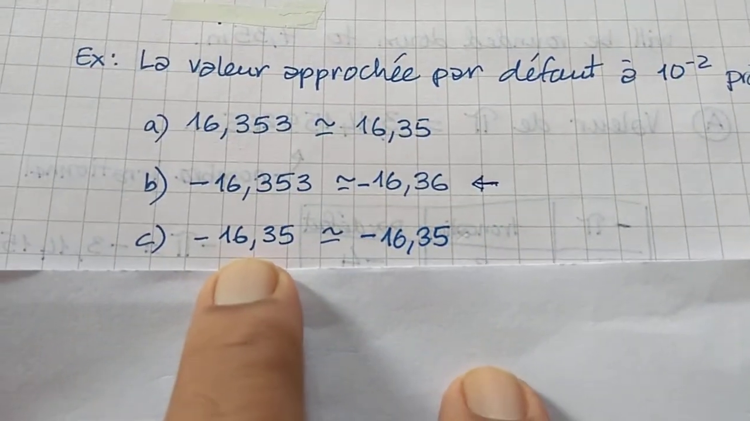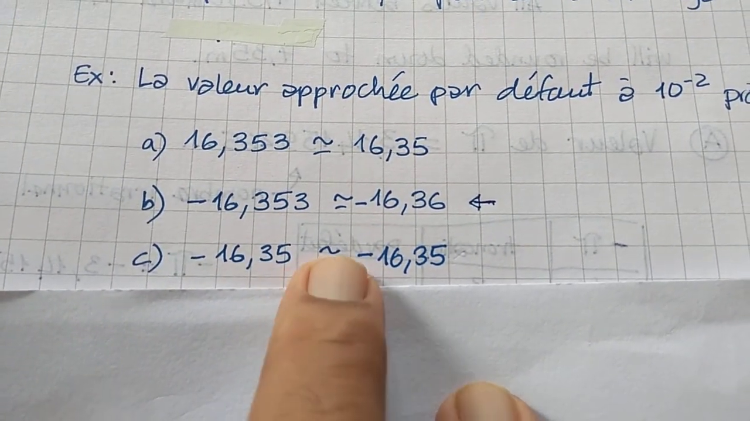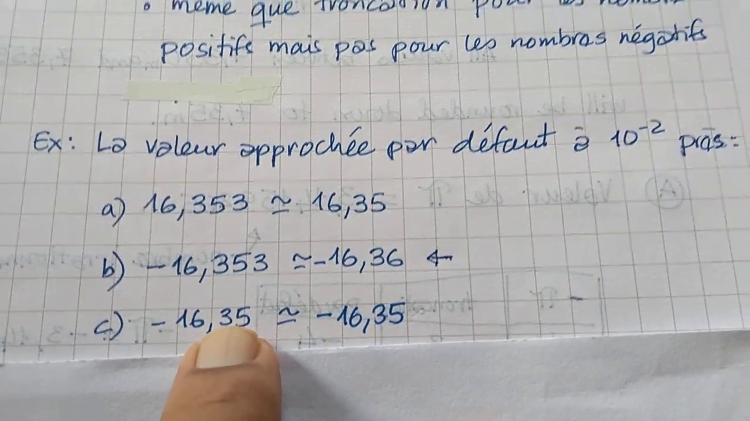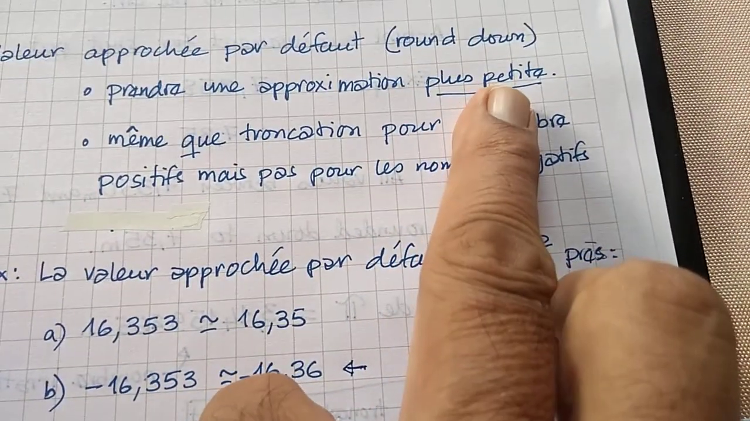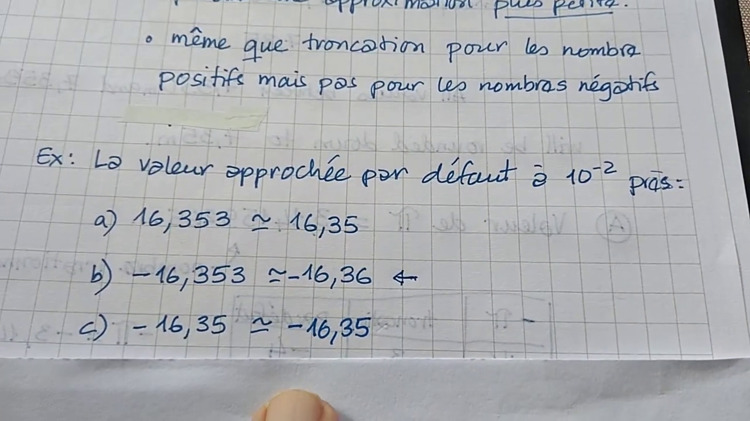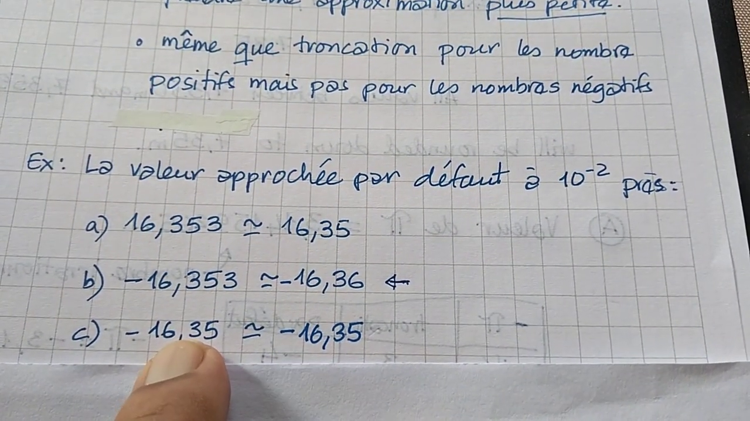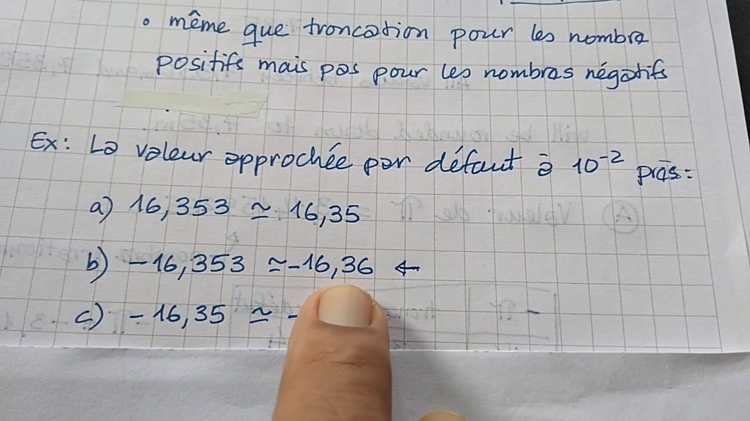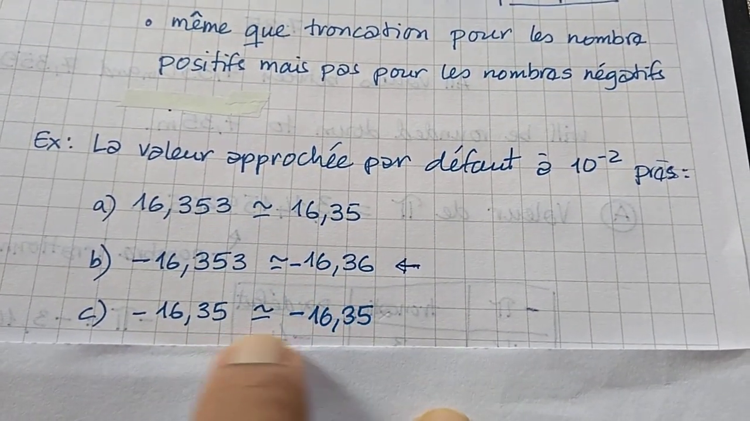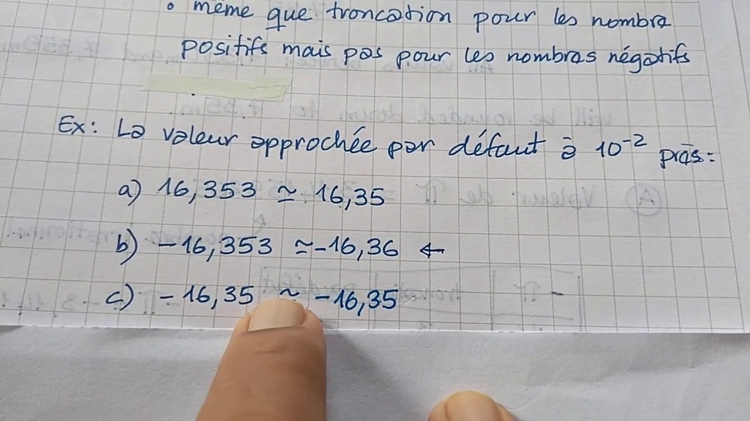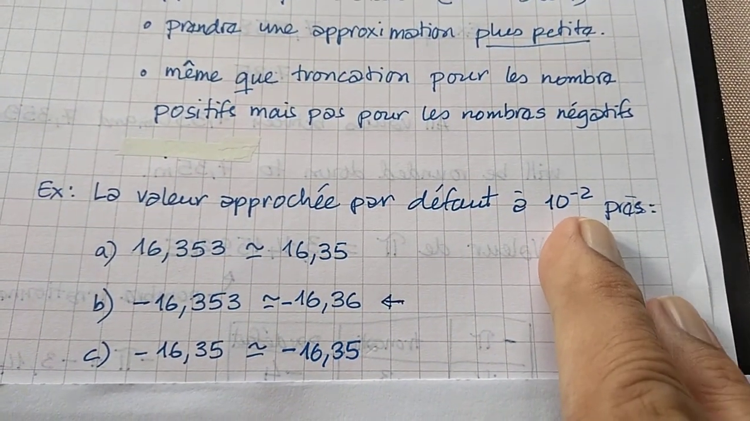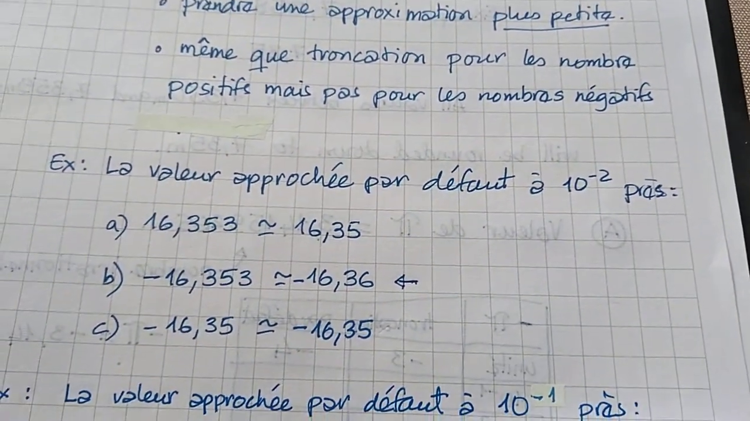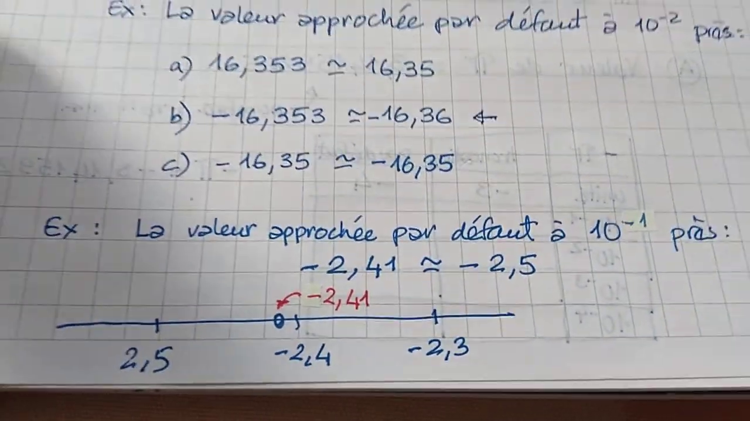What about minus 16.35? It is already 2 digits, so it doesn't change. You have to take the smaller number or itself actually, but here minus 16.35 doesn't approximate to minus 16.36, the next smaller number, but it approximates to itself because it is already with the precision of 10 to the power minus 2. Then we take other examples.